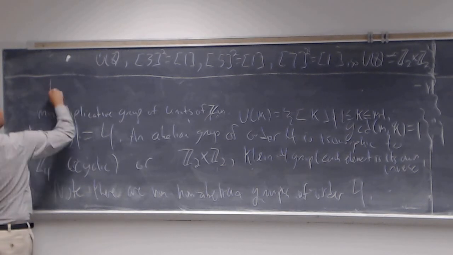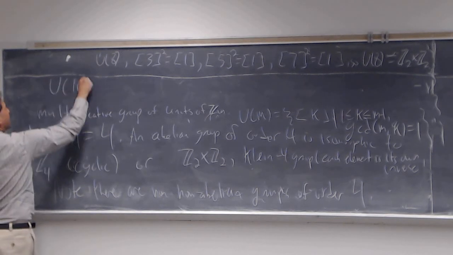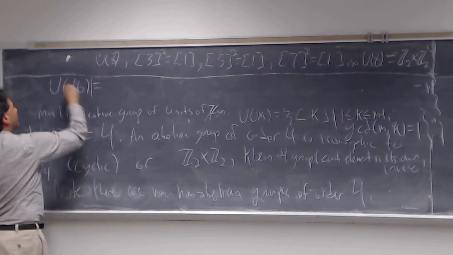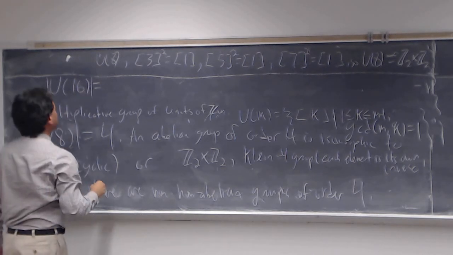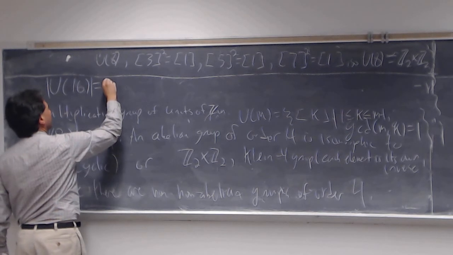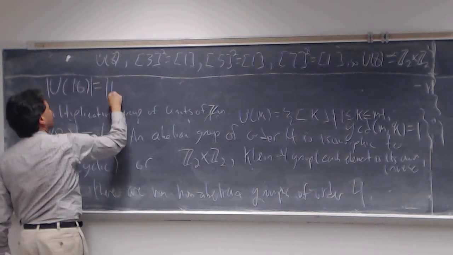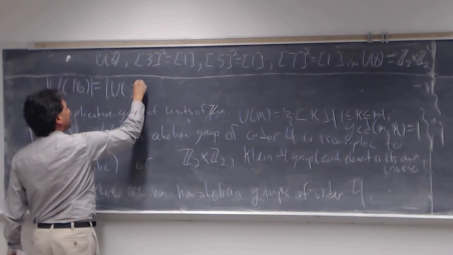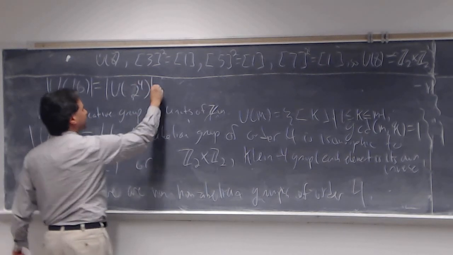Let's look at U16. What is the order of U16? It turns out to be 8. There's actually a formula. Let's see if we can use the formula. The order of U16 is just 2 to the 4th.